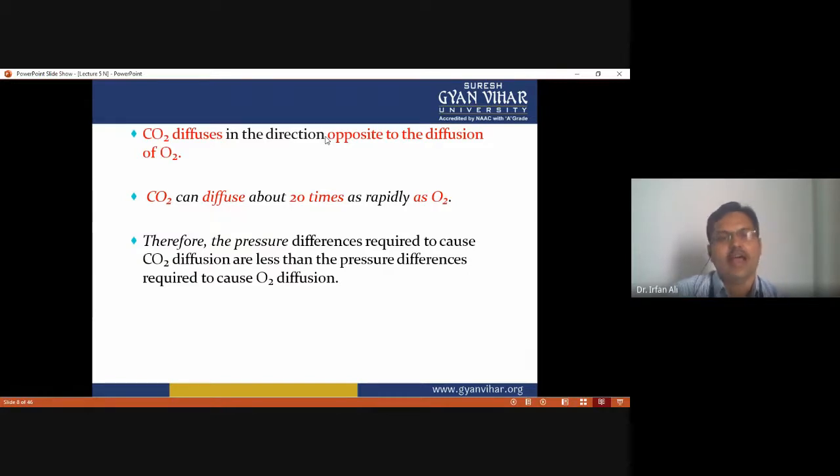Carbon dioxide can diffuse about 20 times as rapidly as oxygen, and therefore the pressure difference required to cause carbon dioxide diffusion is less than the pressure difference required to cause oxygen diffusion, because carbon dioxide diffuses about 20 times more rapidly than oxygen.